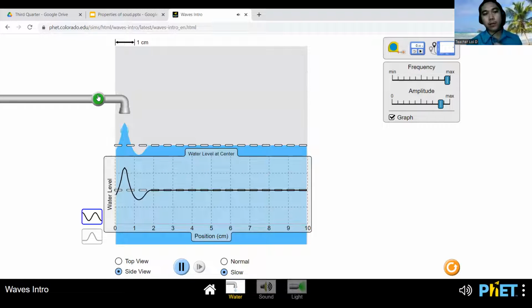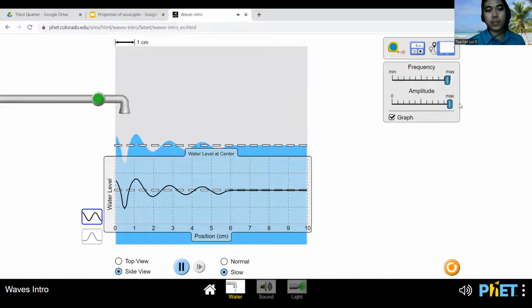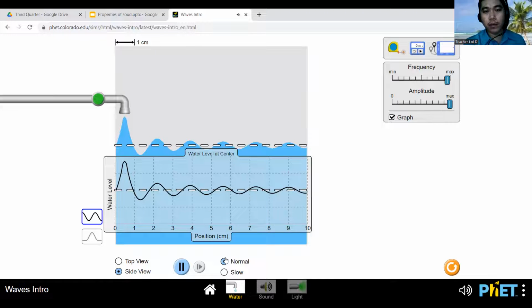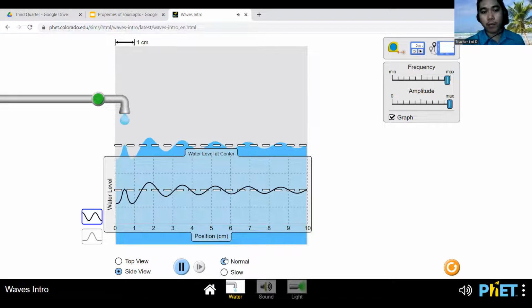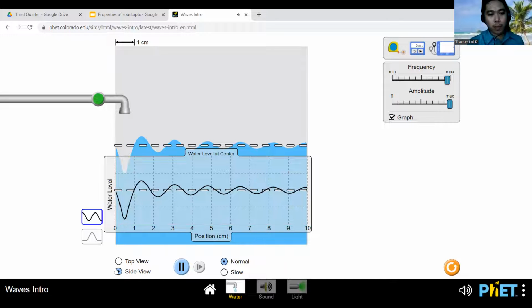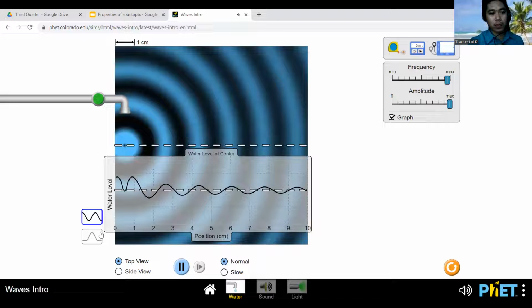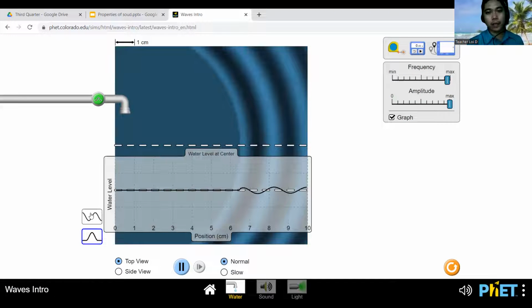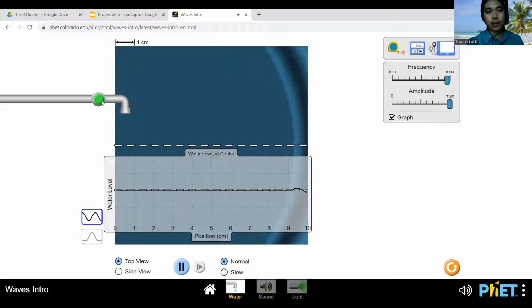Okay. This is the side view. Okay, this is slow, okay? Kapag naman normal, okay, pansinin niyo yung frequency at saka yung amplitude. Okay? Tsaka yung sound na naririnig natin. Okay. How about naman pag top view? Okay? This is example. Okay, yan. Nakikita nyo yan? Okay, click ulit natin.